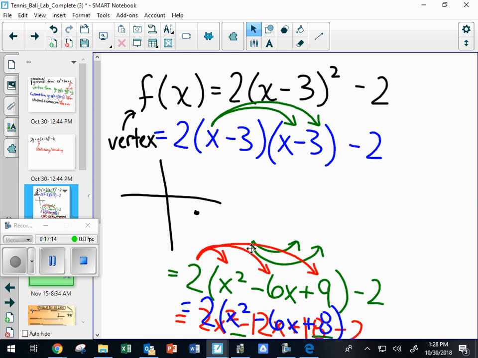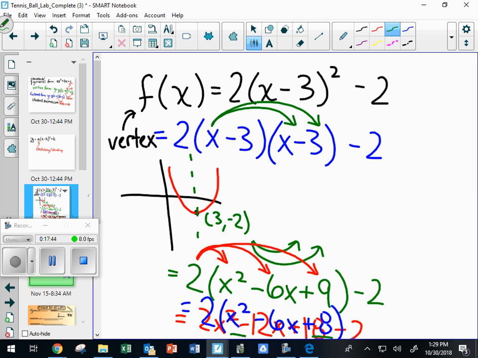3, negative 2. What direction is it going? Is our parabola curved upwards or downwards? Upwards. So I'm just going to estimate it a little bit. All right. If I wanted to find the axis of symmetry, what would my axis of symmetry be? This point here we said was 3, negative 2. X equals 3. All right?